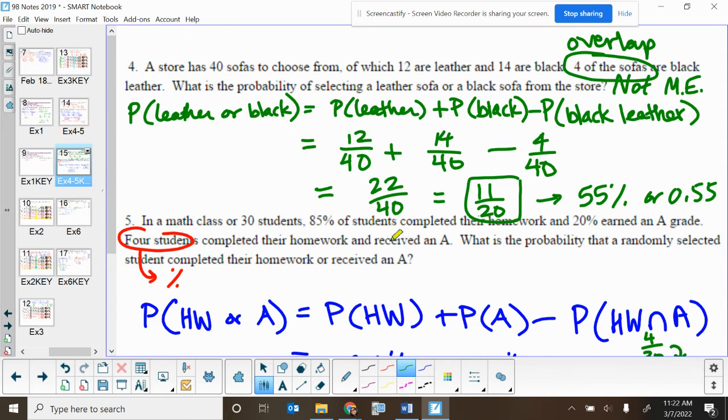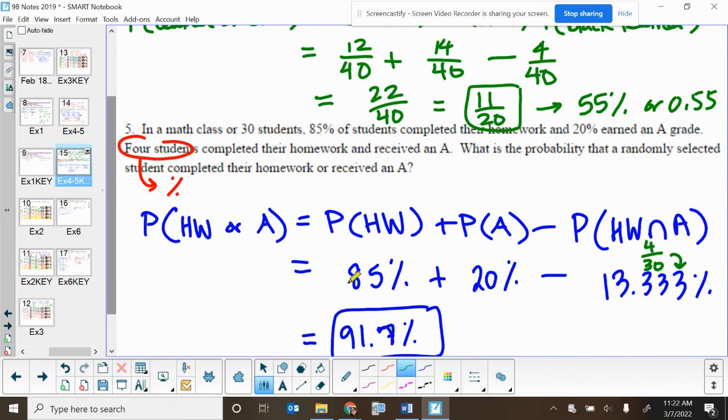So here, writing this one out in words, the probability that a student completed their homework or got an A is the probability they completed their homework plus the probability they got an A minus the overlap. This is the overlap. In this case, we have percentage and raw data, so I'll turn that into percentage so that I can put them all together.